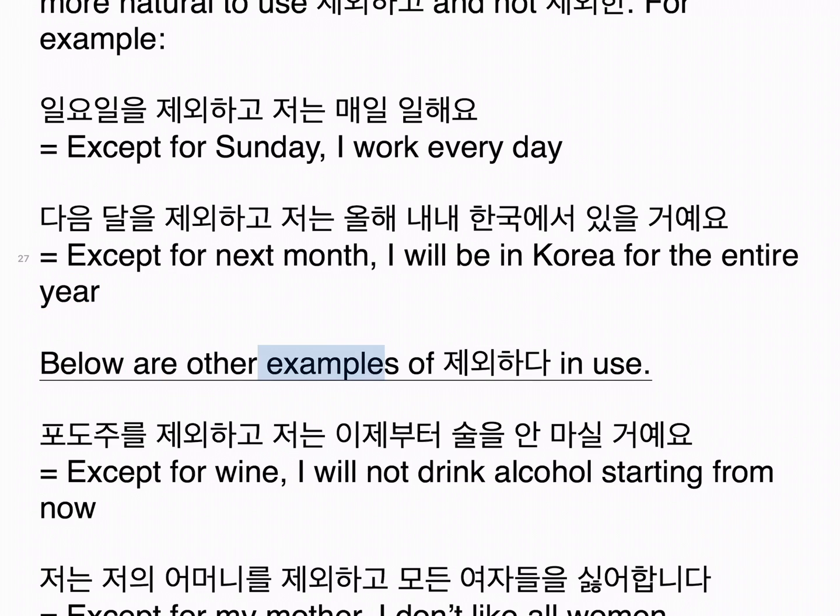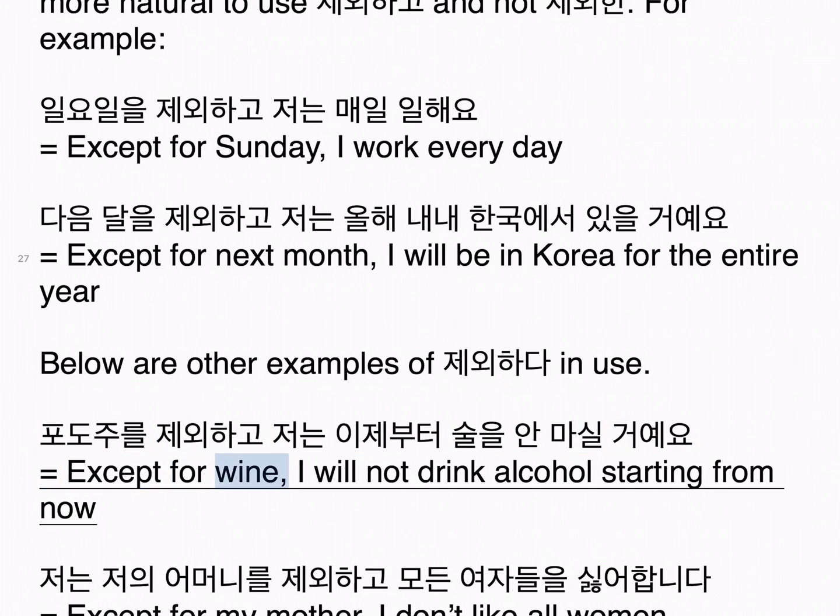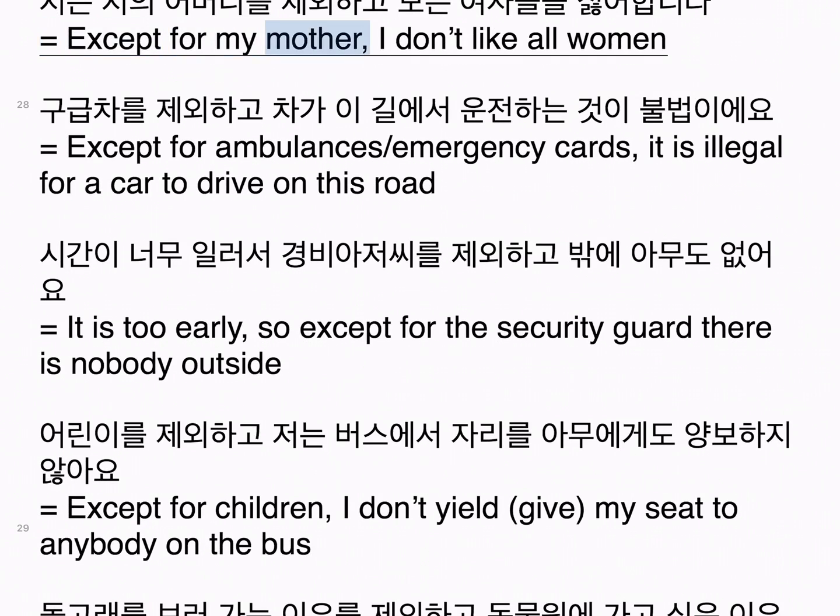Below are other examples of 제외하다 in use. 포도주를 제외하고 저는 이제부터 술을 안 마실 거예요. Except for wine, I will not drink alcohol starting from now. 저는 저의 어머니를 제외하고 모든 여자들을 싫어합니다. Except for my mother, I don't like all women. 구급차를 제외하고 차가 이 길에서 운전하는 것이 불법이에요.